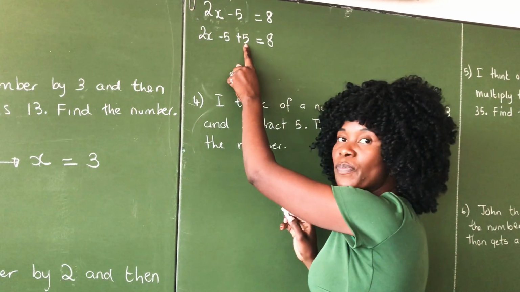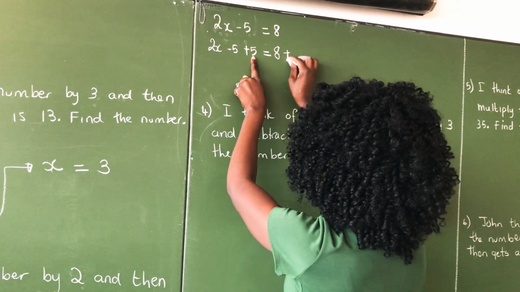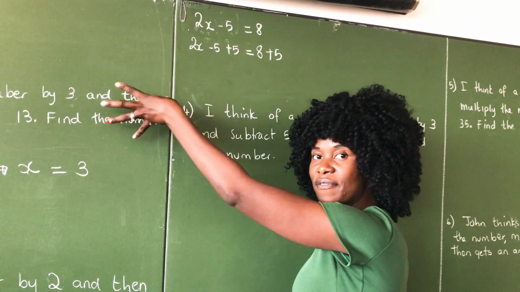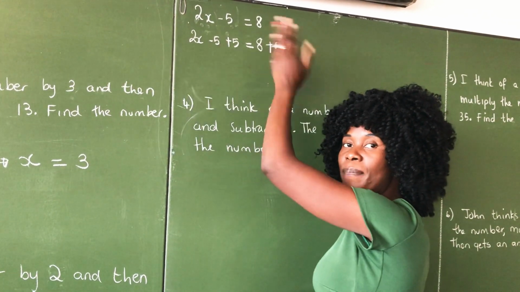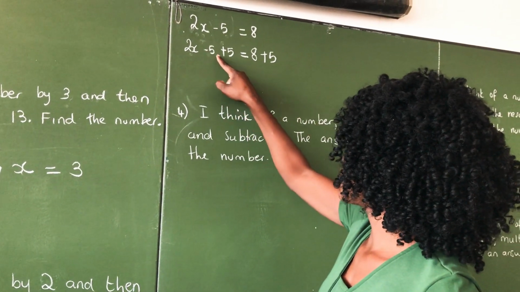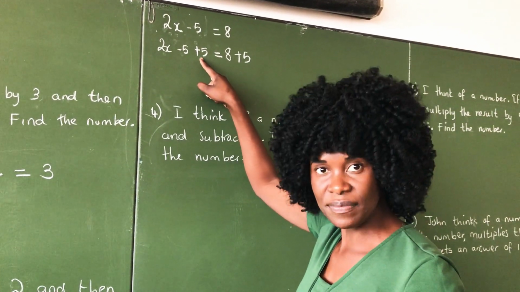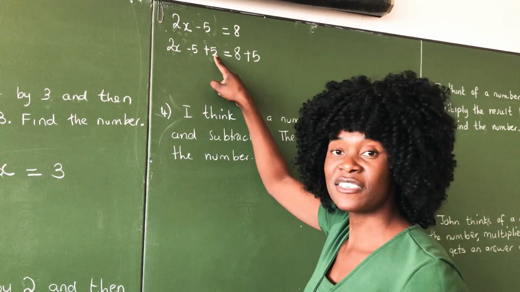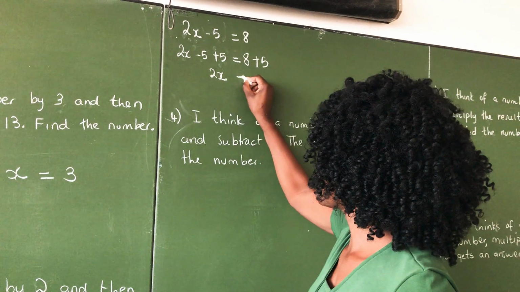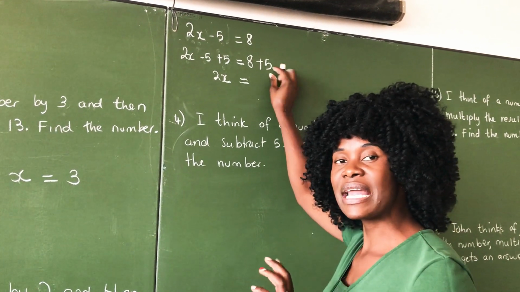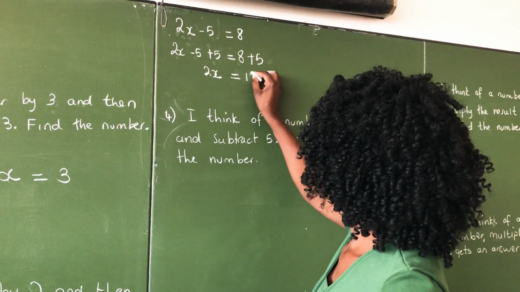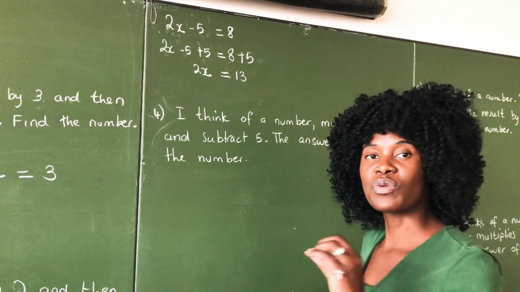Now since we brought in positive 5, we should as well bring in positive 5 on the right hand side, because whatever you apply on the left hand side of an equal sign must be applied as well to the right hand side. So I have 2x minus 5 plus 5. These are like terms. So minus 5 plus 5 gives me a 0. So what am I left with? On the left hand side I'm only left with 2x. And on the right hand side I have 8 plus 5. These are like terms. When we add them together, they give us 13. So 2x equals 13.